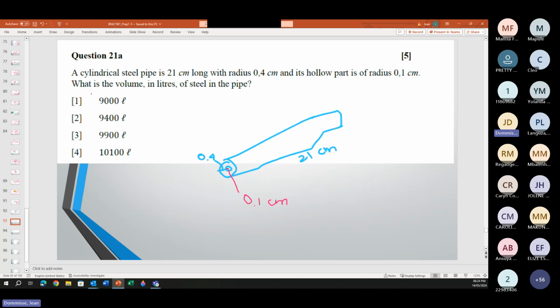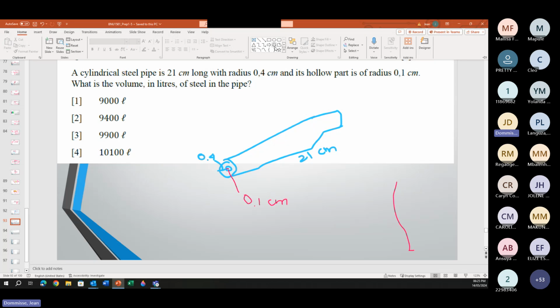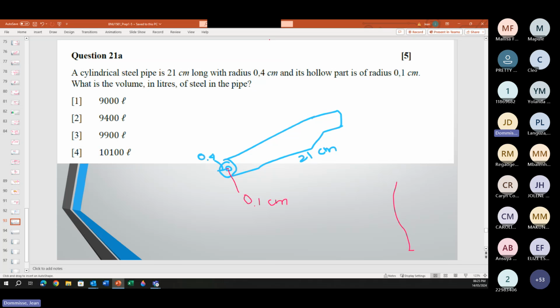And here now I ask, what is the volume in liters of steel in the pipe? Okay, so look at these answers. It just can't be. If you look at a ruler that is 30 centimeters, and then it is nearly 0.4 centimeters, it's that thin. So let me quickly show you the formula, but it's nearly that vat size. So there's no way it's 9,000 liters.